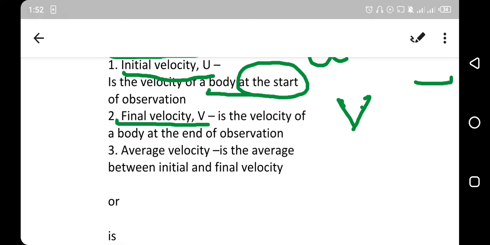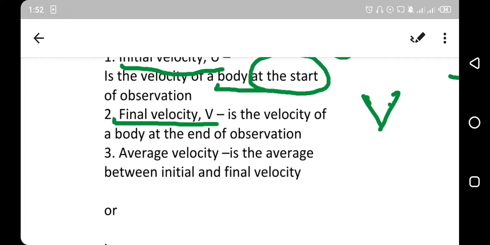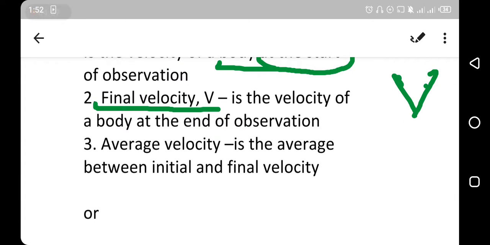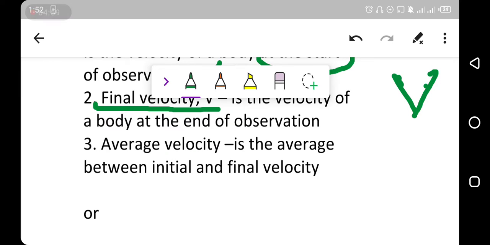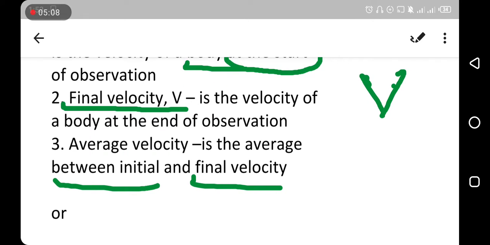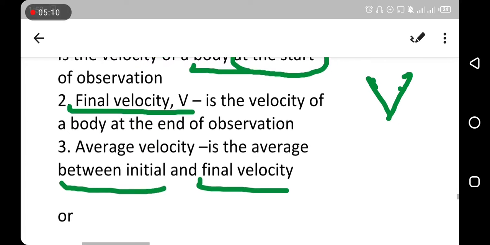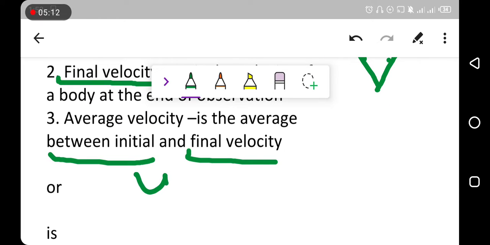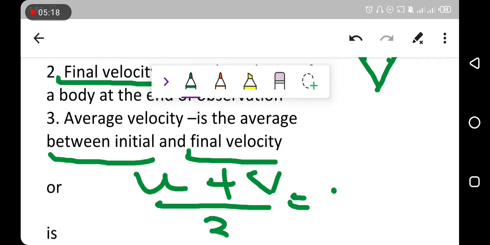Another thing to know is the average velocity. The average velocity is the average between initial and final. Mathematically, to find the average, we take the initial, that is u, plus the final, that is v, and divide by 2. So this is average velocity.